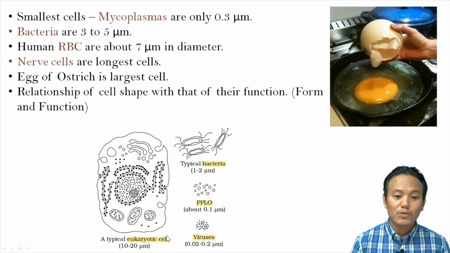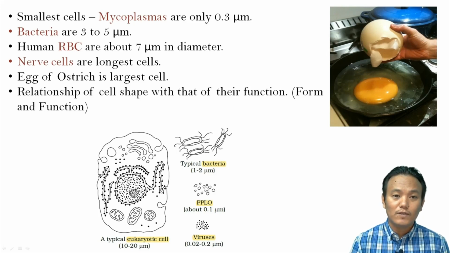A typical eukaryotic cell, the animal cell, compared to the bacteria. Bacteria are very small, right? They are measured in micrometers.